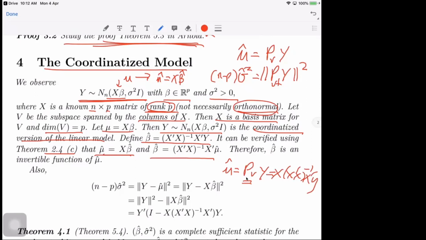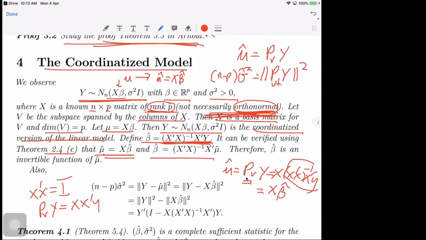This is what the projection looks like if X is not necessarily orthonormal. Unless it is orthonormal, then it simplifies: X prime X becomes the identity, no? If X is orthonormal, the projection of Y onto V is just equal to X prime X Y. But we did not assume that, it is just a basis matrix, and our beta hat is defined by this. So our mu hat is X beta hat. Okay?